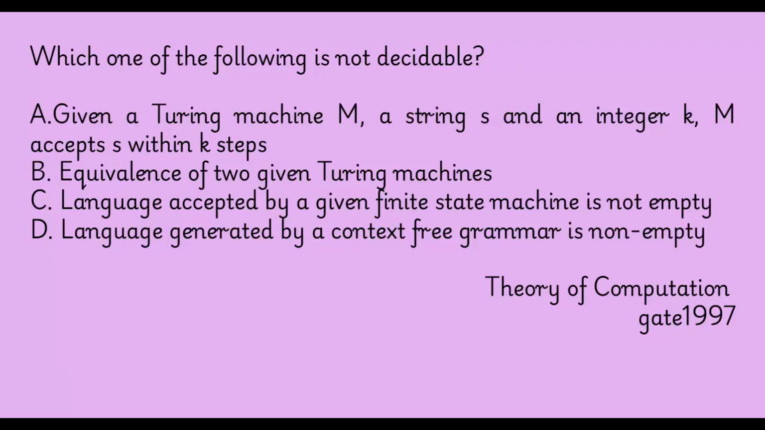Option C. Language accepted by a given finite state machine is not empty. So we can easily verify by generating at least a single string through this finite state machine. So it is decidable. Like that, language generated by a context-free grammar is non-empty. So again, we can generate at least a single string to prove that it is non-empty. So the answer is option B, that is undecidable.